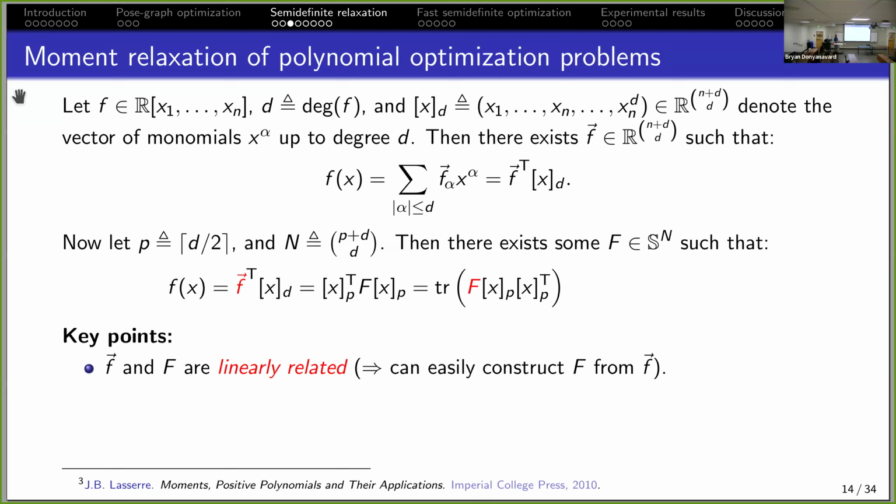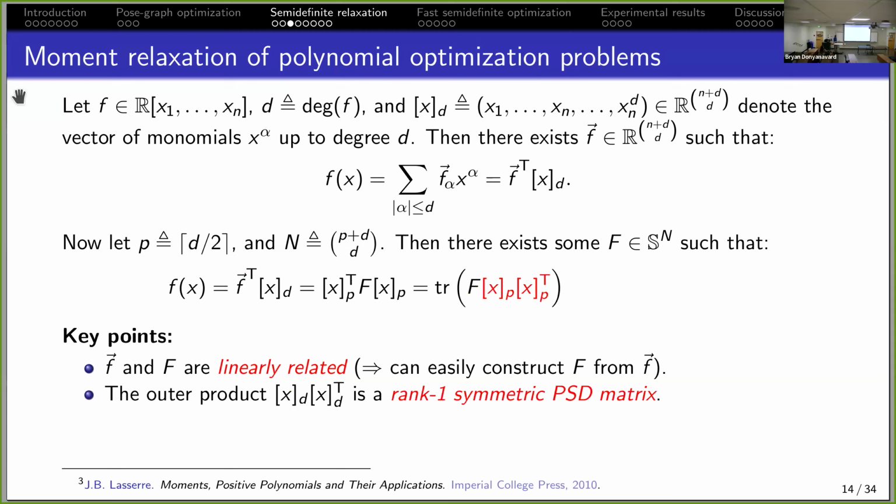While this is not complicated, it actually already has a couple of interesting properties. The first thing is that, if I look at how this coefficient vector and this matrix are related to each other, this is actually just a linear relation, right? Because the monomial terms themselves are just coefficients. So what that tells me is, in particular, if you give me a coefficient vector of a polynomial, I can easily compute and return to you an associated F. Okay, so that's observation 1.